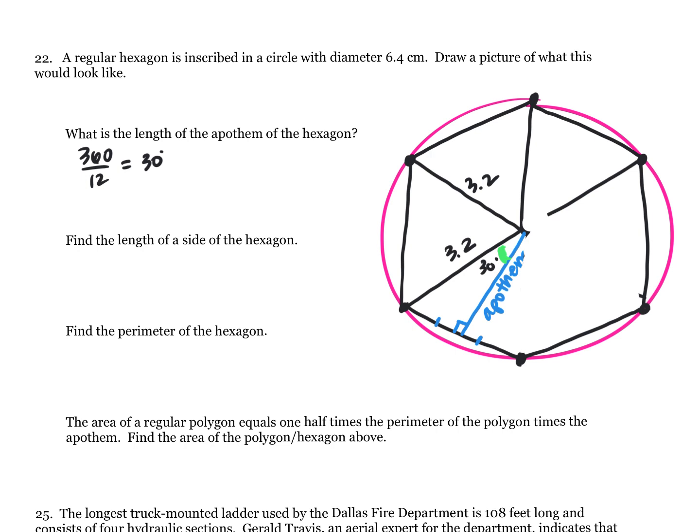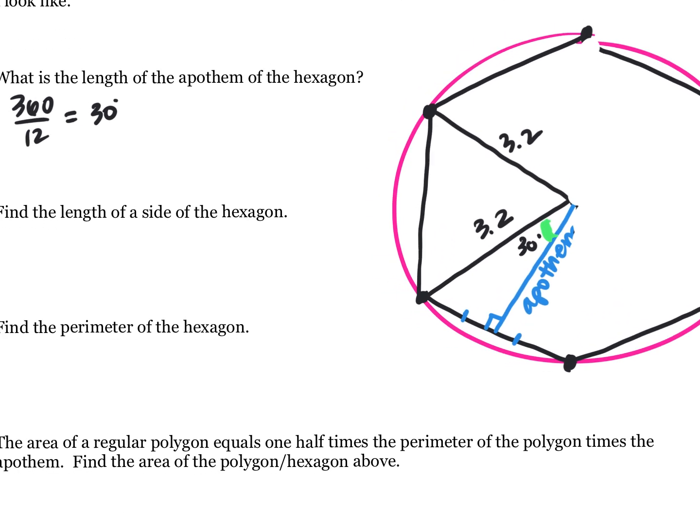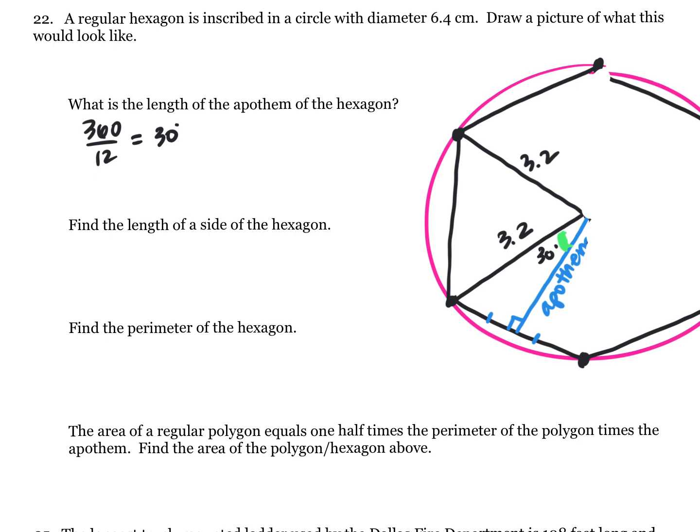I'm going to erase these just so that they don't throw us off. Okay. Love it. We could totally go our 30, 60, 90 route. If you'd rather just do SOH CAH TOA, great. Let's do SOH CAH TOA. It doesn't matter, but it says, what's the apothem?